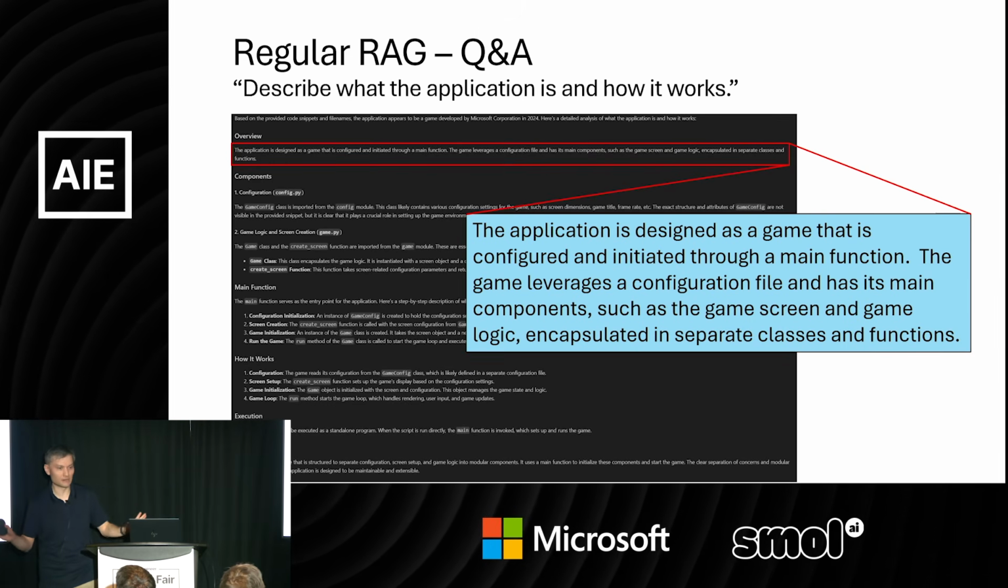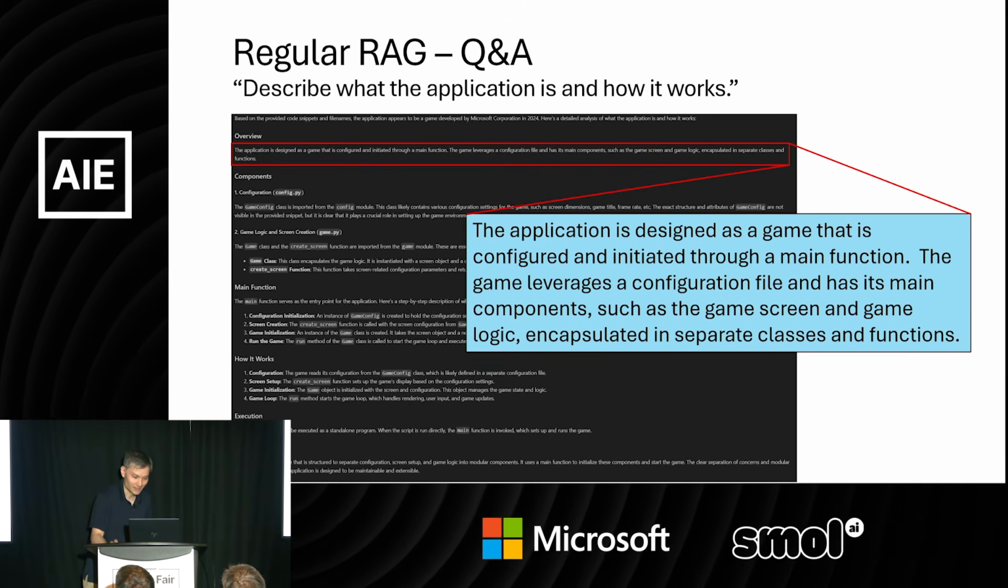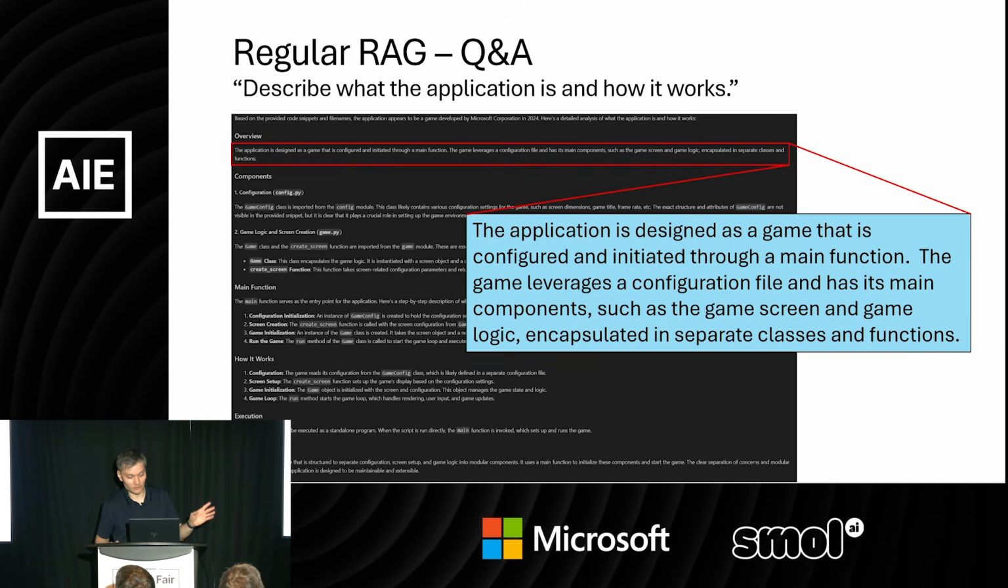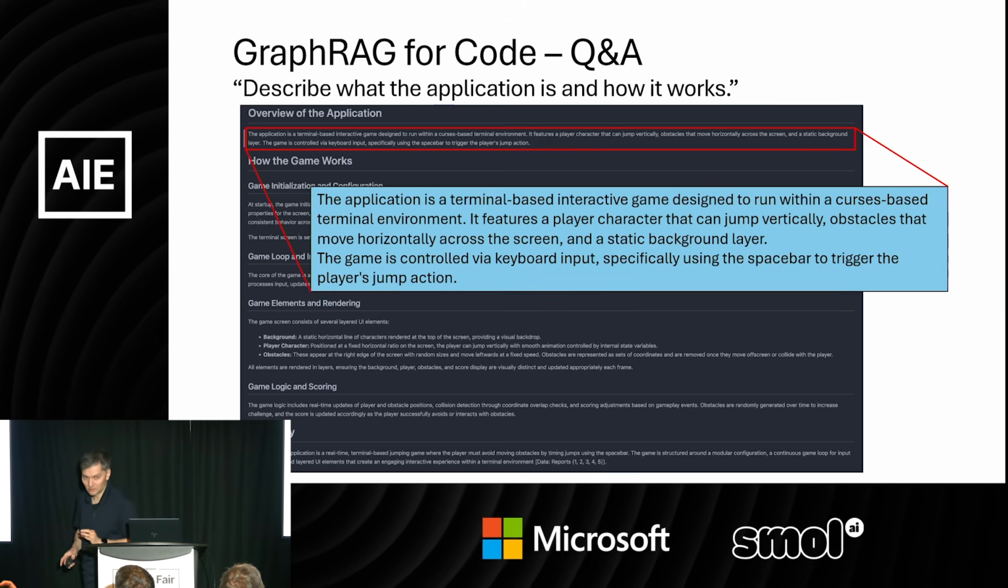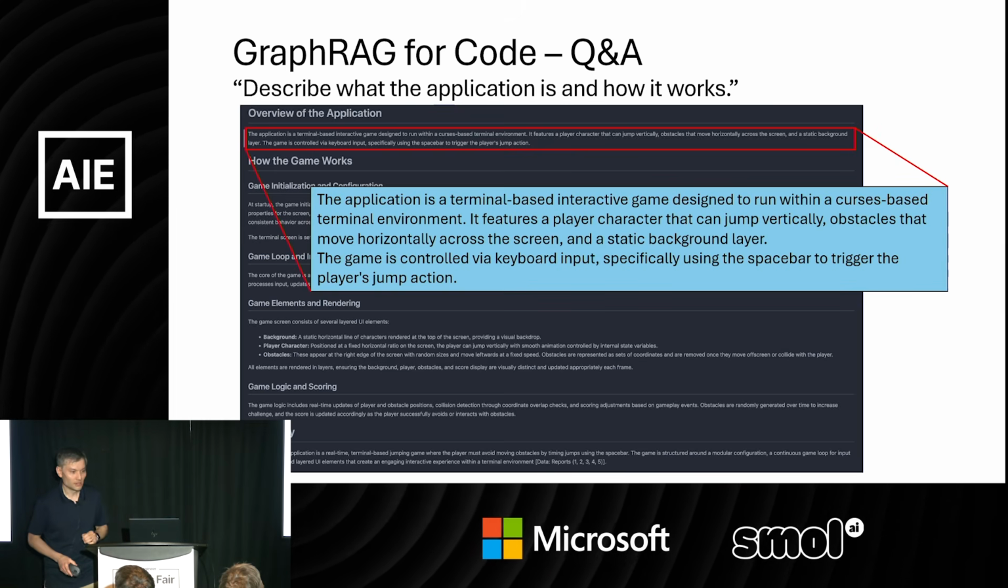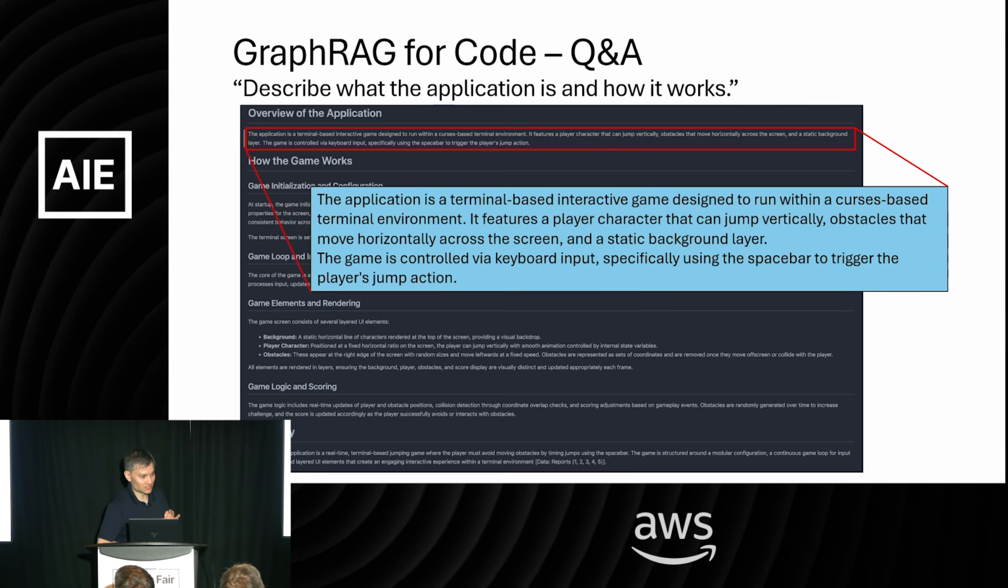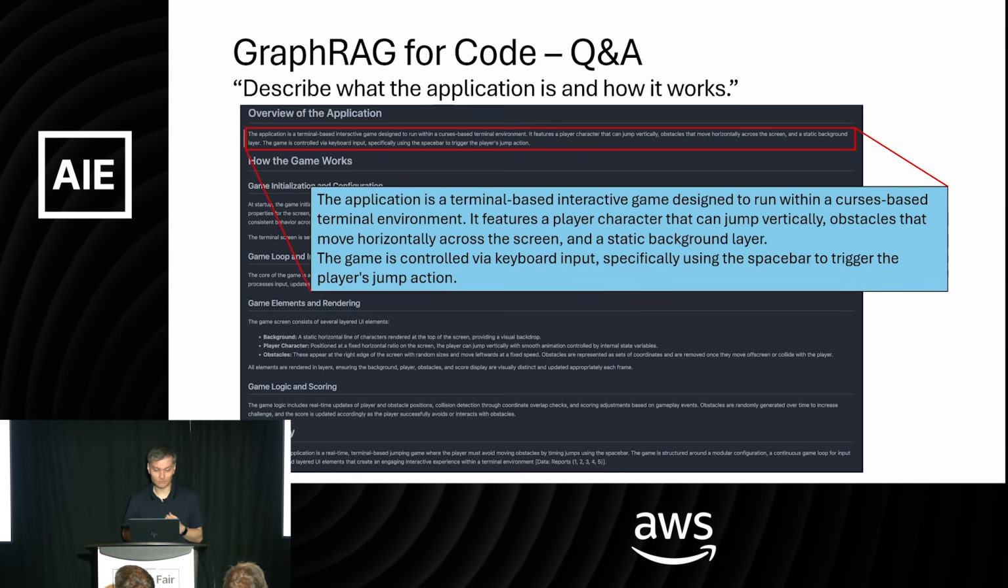It just says it's a game. There's nothing more to it than that. And it just put a bunch of other cruft in there. If you use GraphRAG for Code over the exact same code base with the exact same question, you get a much, much better description. This is just a very stark contrast between the two.